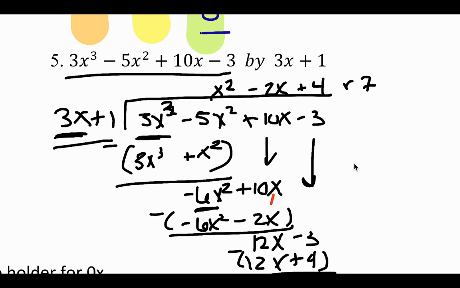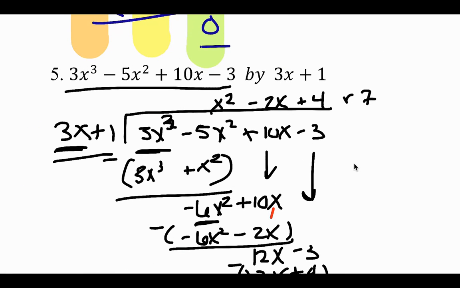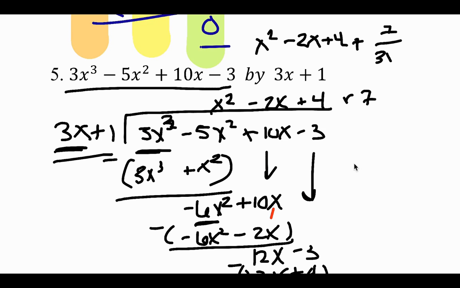We want to kind of summarize our results. And if we were going to do that, I don't really have a great place to do it. I'll do it above here. If I want to give us the final answer, we're going to write that out as x squared minus 2x plus 4. And then 7 is positive, so we're going to do plus 7 over 3x plus 1.